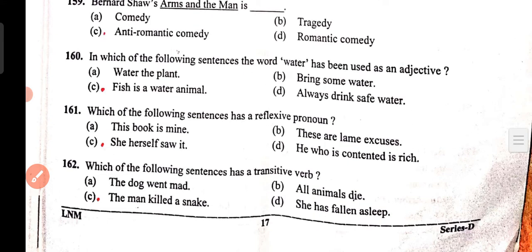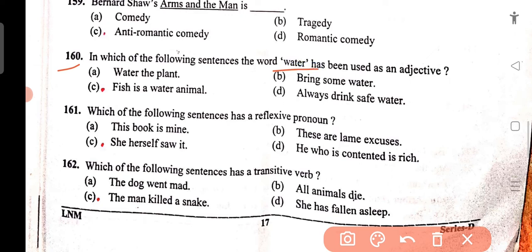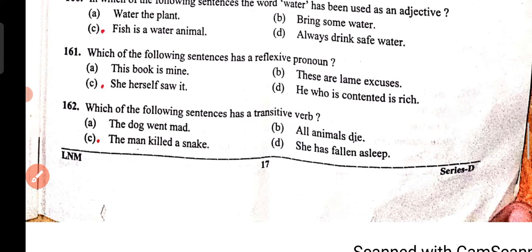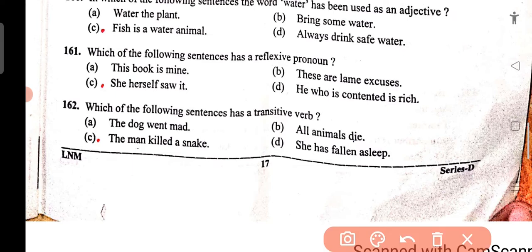Now the next, 160. In which of the following sentences has the word water been used as an adjective? Option number C will be the correct. Fish is the water animals. Now the next, 161. Which of the following sentences has a reflexive pronoun? She herself saw it. Option number B will be the correct.